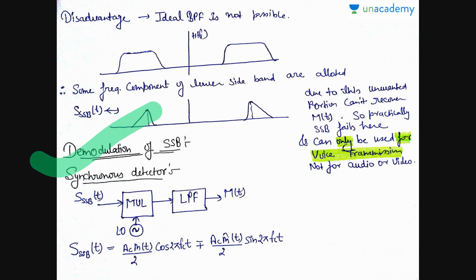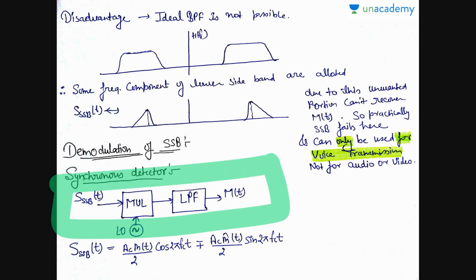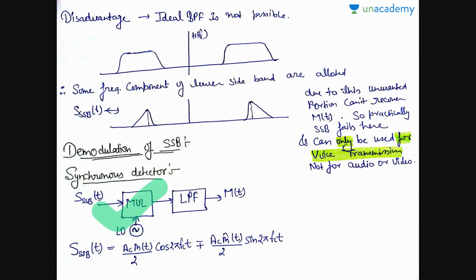Now let us see how to demodulate this SSBSC signal. For the demodulation of SSBSC, we have a method known as the Synchronous Detector method, which we have also used for the DSBSC and the AM. This is the block diagram of this synchronous detector, in which a multiplier and low pass filter are present. On applying the SSBSC signal and this carrier signal at the input of this multiplier and passing that signal through this low pass filter, we will get our message signal back, that is our message signal m(t).